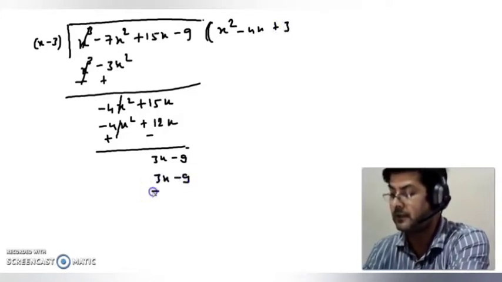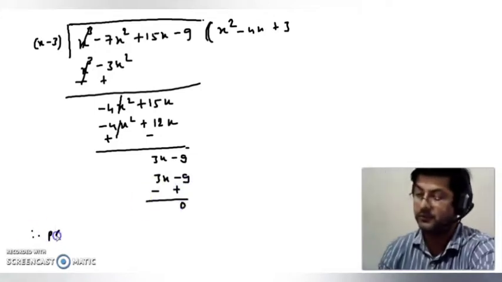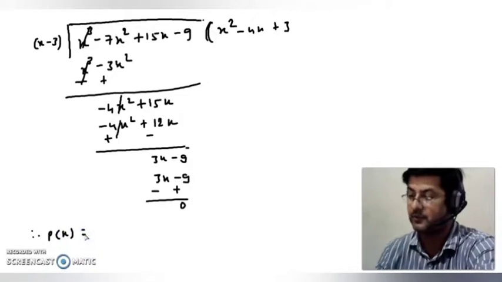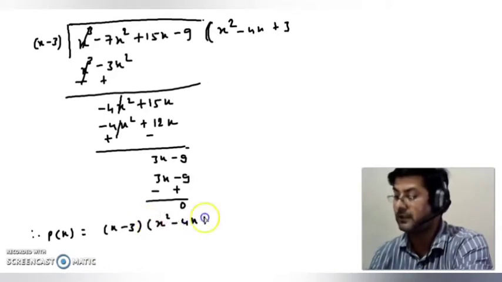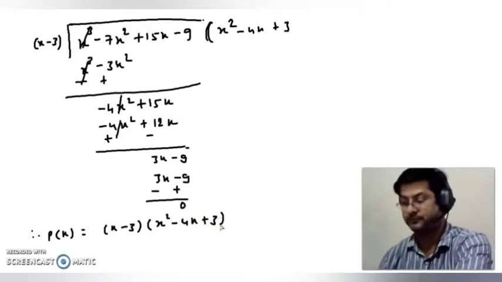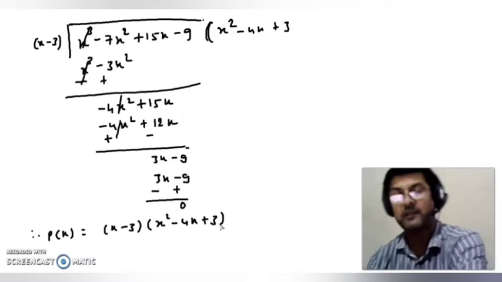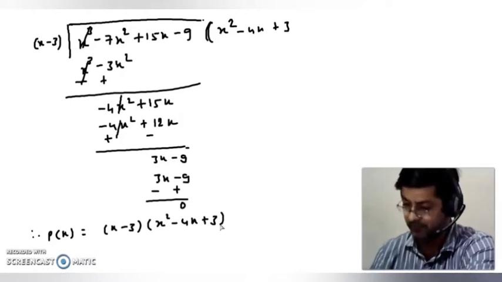3x minus 9, remainder will be 0, and therefore p of x can be written as a product of divisor into quotient. Now quotient is a quadratic expression, so we can further factorize the quadratic expression. We have to find the factors of 3 such that the sum is 4. So 3 ones are 3.